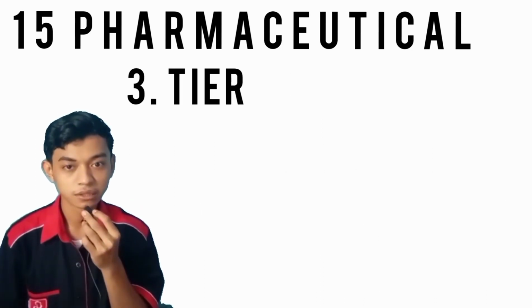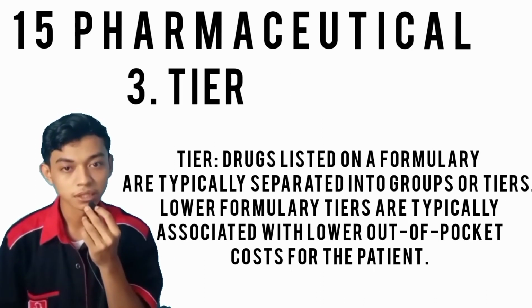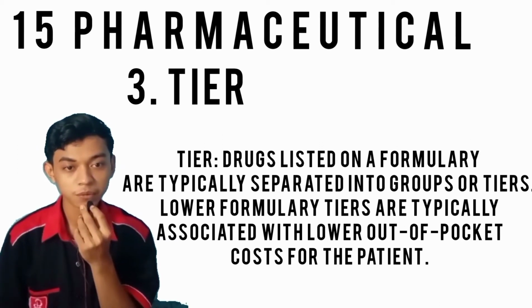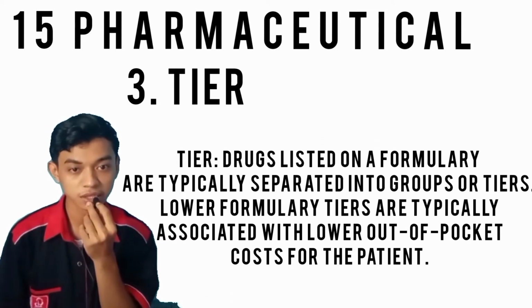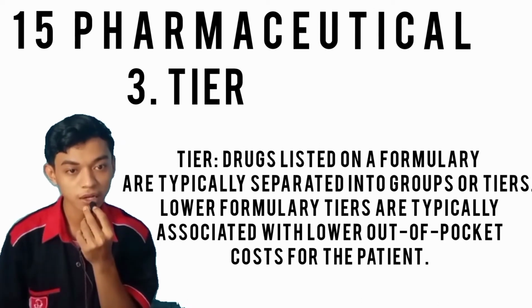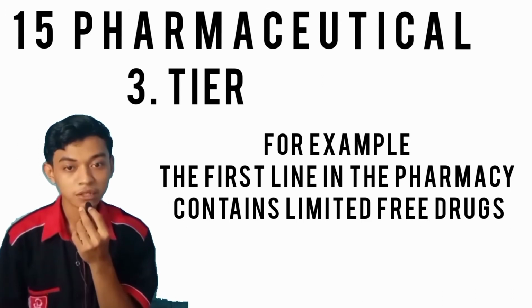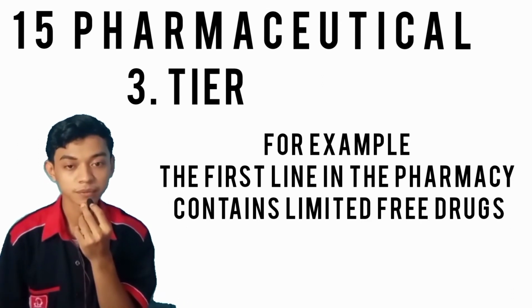Number 3. Tier. Tier is drugs listed on a formulary are typically separated into groups or tiers. Lower formulary tiers are typically associated with lower out-of-pocket cost for the patient. For example, the first line in the pharmacy contains limited free drugs.